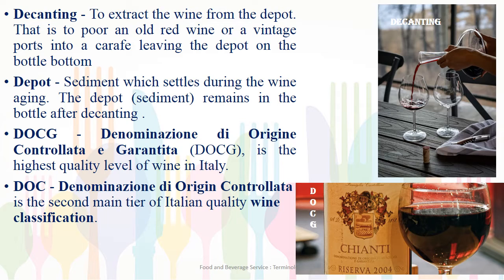DOCG. DOCG means Denominazione di Origine Controllata e Garantita. DOCG is the highest quality of wines in Italy. DOC. DOC is the second main quality wine from Italy.